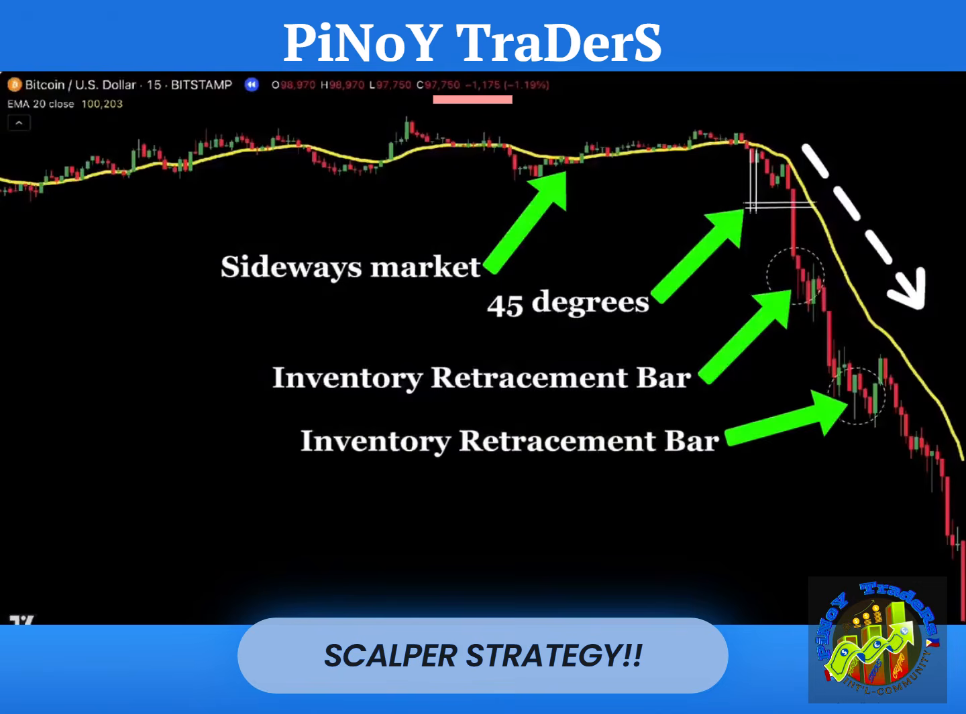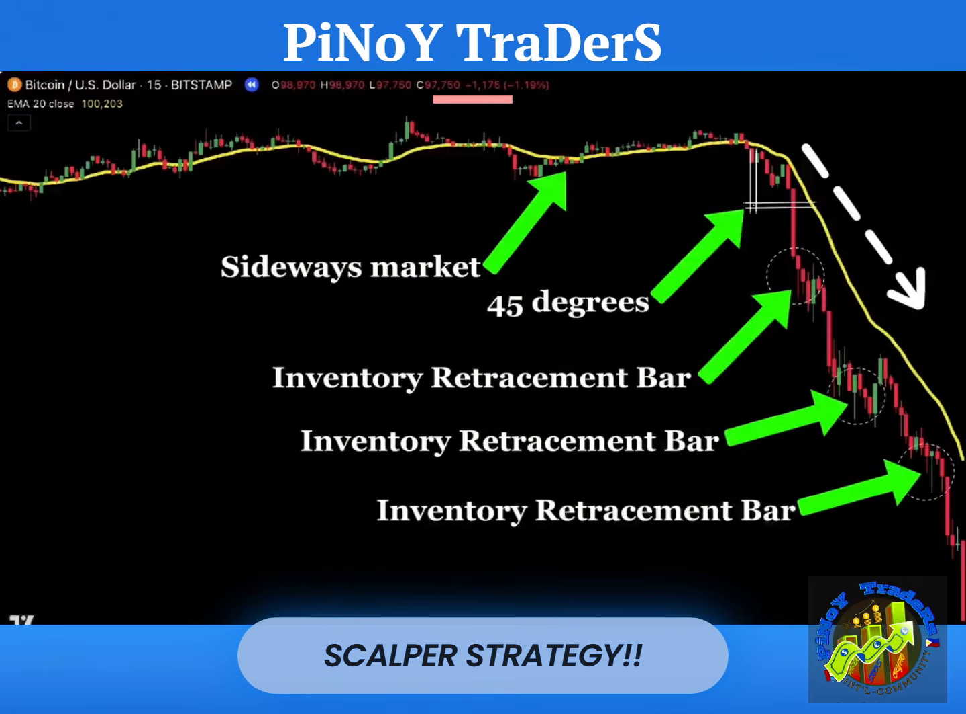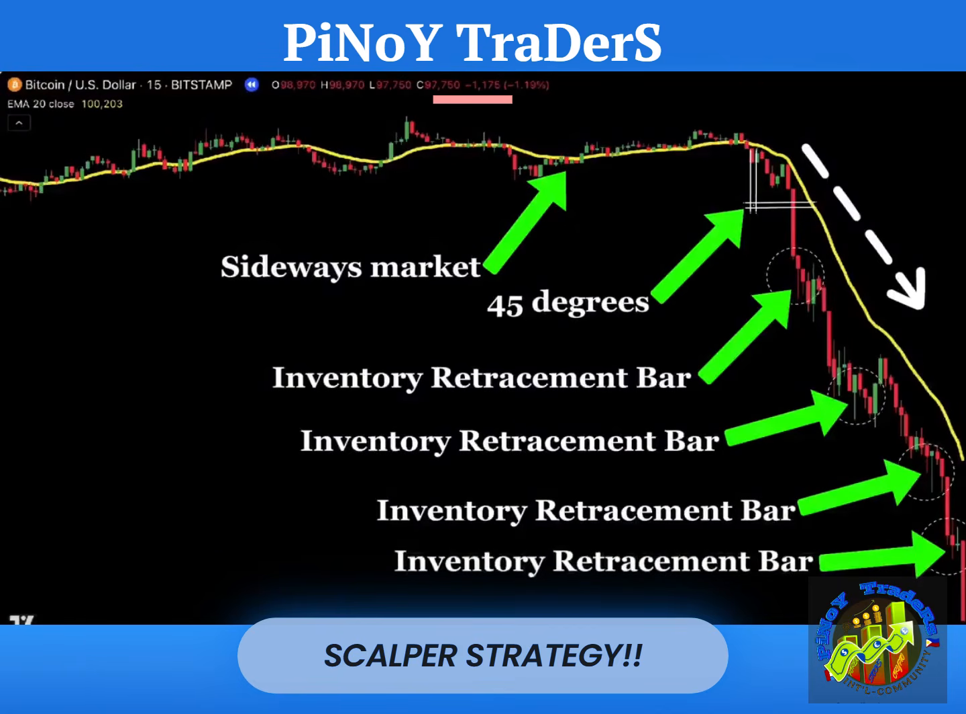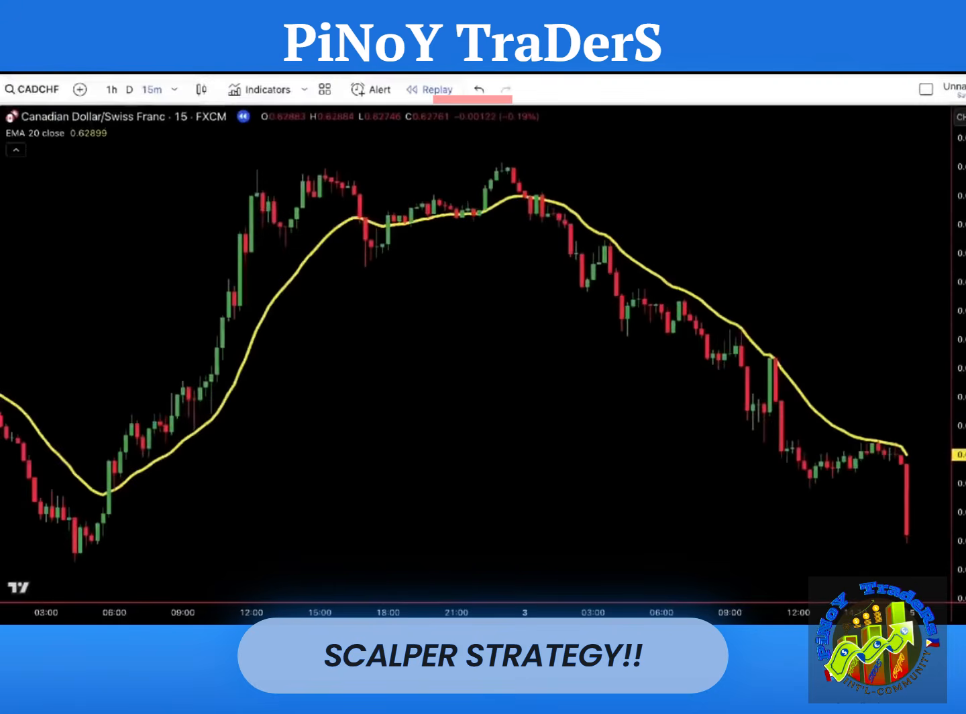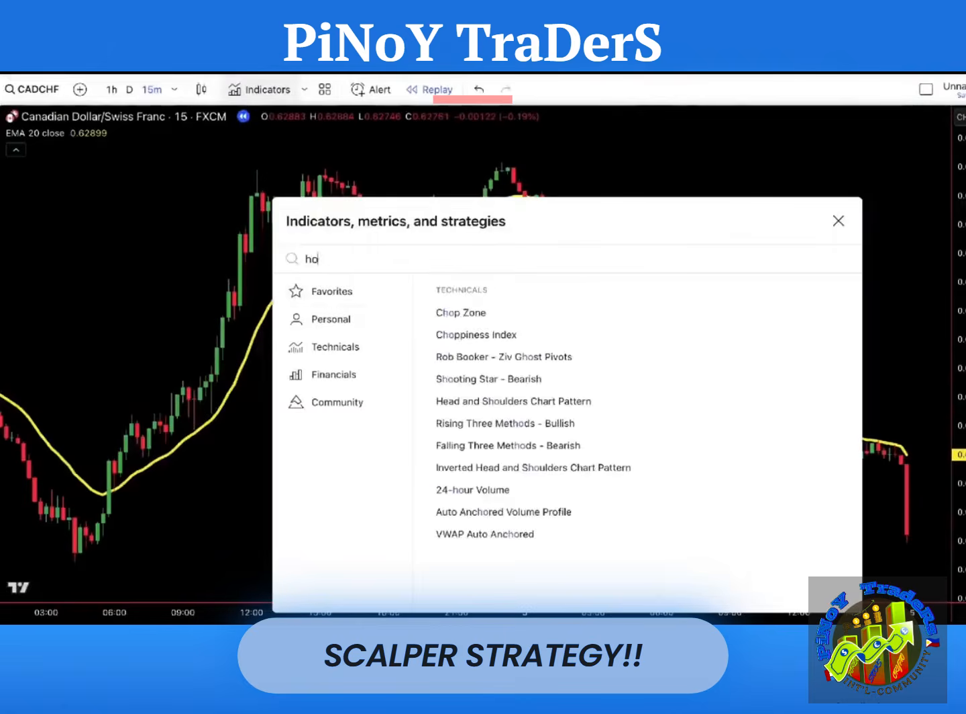Here's another one, a green candle with a long lower wick. And over here, there's another opportunity, and another one as well. The inventory retracement candles are all over this area, giving us multiple chances to enter a short trade. Now, to make things even easier, let's use the Hoffman Inventory Retracement Bar indicator. Here's how to add it. Open the Indicators menu and search for Hoffman.